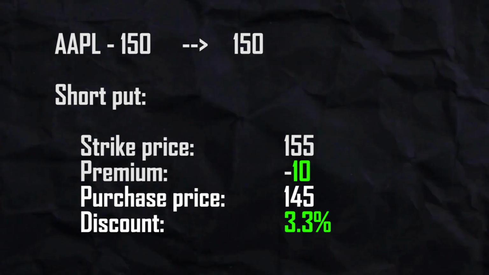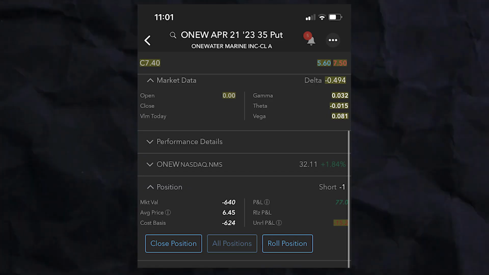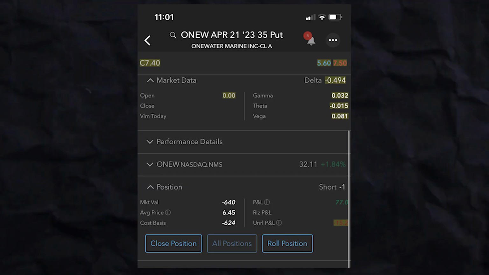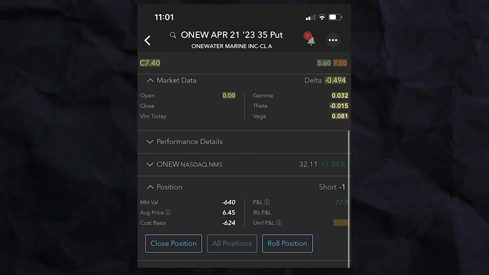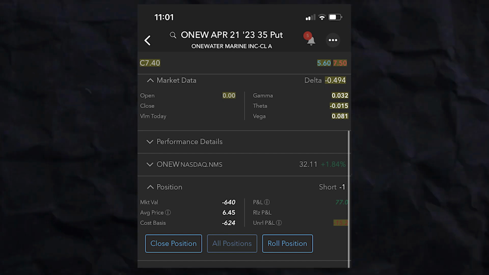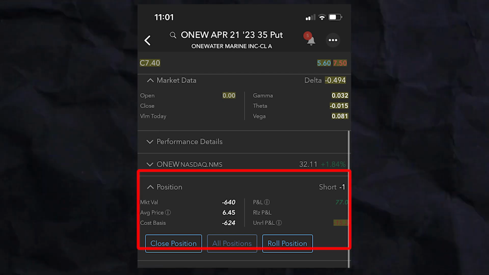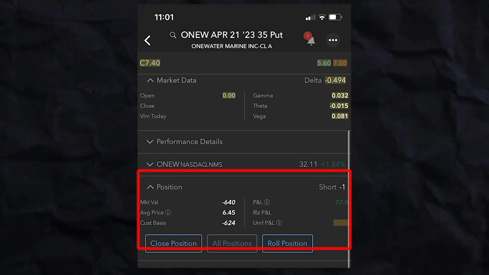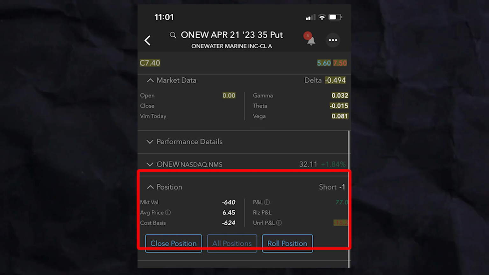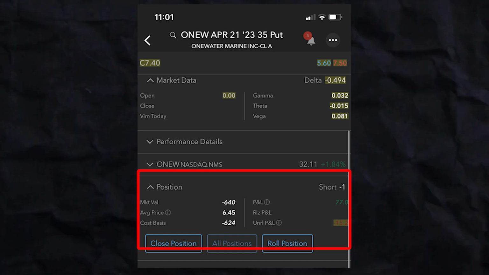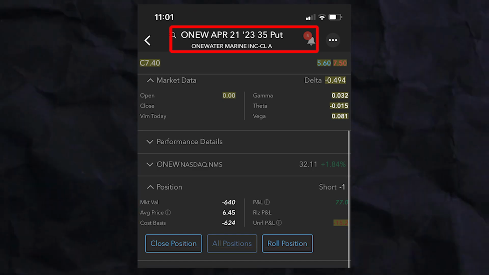So finally, let's have a look at the real life example. A couple of weeks ago, I sold a put option in One Water Marine at a strike price of $35 when the stock was also trading at roughly $35. For selling this put option, I received a premium of $6.24 per share.